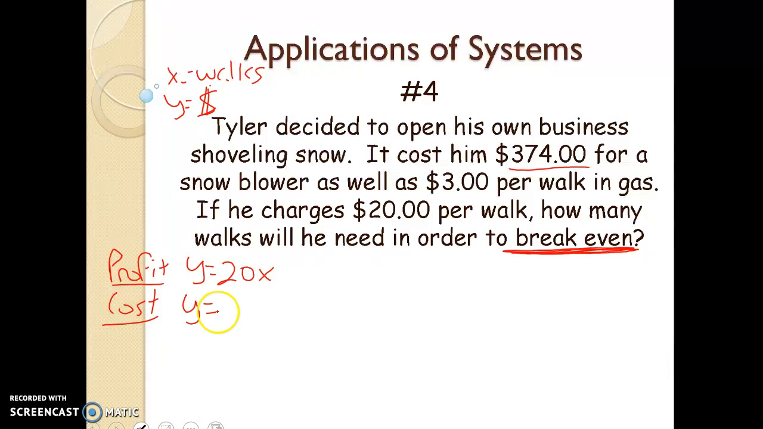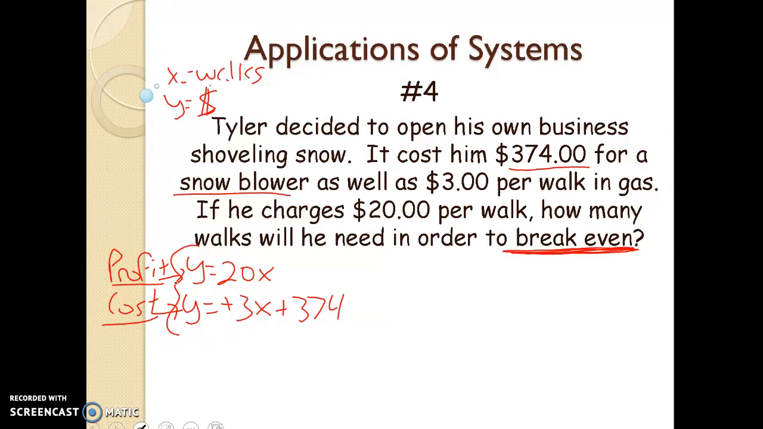Now, if we write an equation for his cost, we know he's going to spend $3 for each walk in gas that he has to fill up with his snowblower. Plus, he also spent $374. And so it's $3 for each fill up with his gas, plus it was $374 for his cost. So this represents his total cost. Every time he shovels a walk, the cost is going to increase. Every time he shovels a walk, his profit is going to increase.